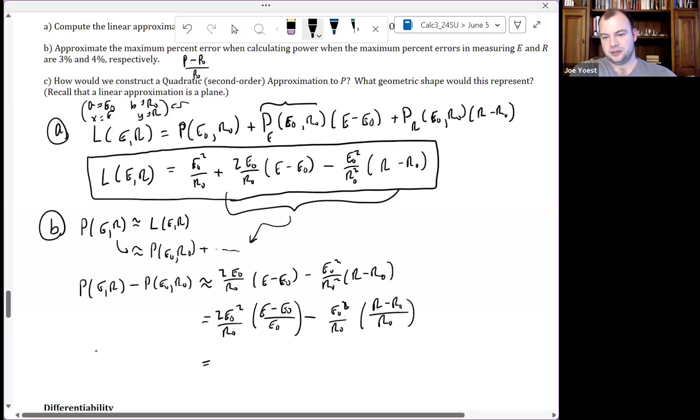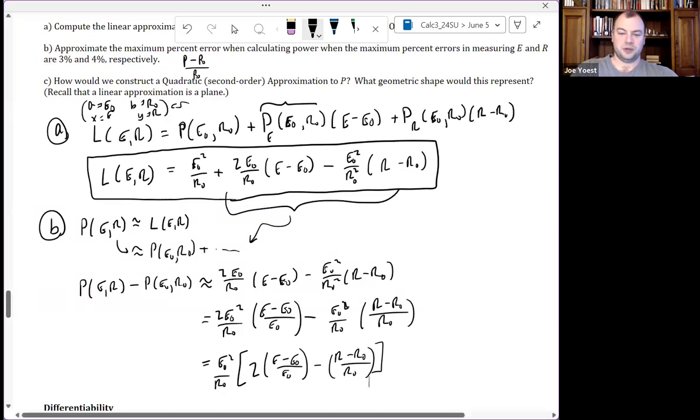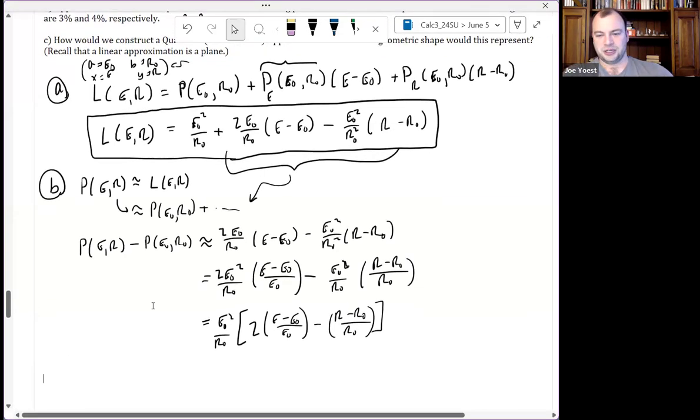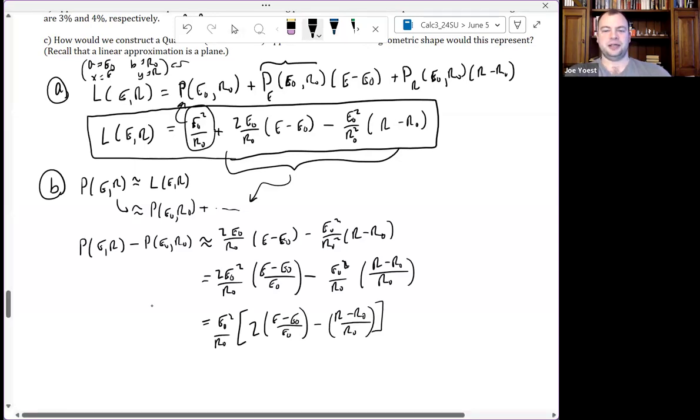Or this is just E naught squared over R naught, that factors out, times twice the relative error in E, minus the relative error in R. So this works out very nicely for this particular function, because I noticed that E naught squared over R naught, that actually is exactly what P of E naught, R naught is. Meaning I can divide both sides by that.